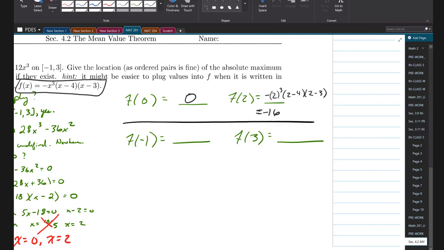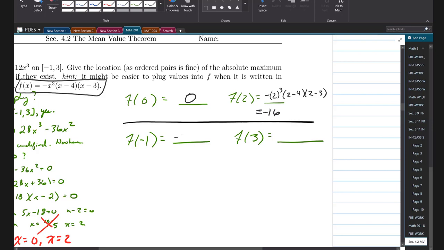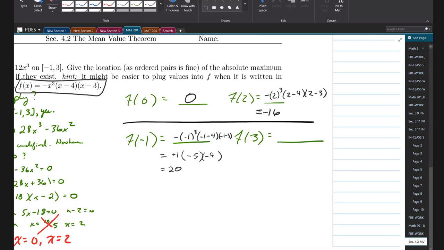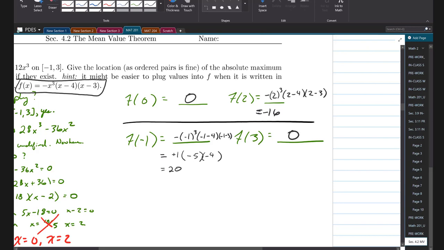All right, let's plug in -1. So we get -1 cubed times -1 minus 4 times -1 minus 3. And if we do that, let's see here. That would be just a positive 1 times a -5 times a -4, which does come out to be a positive 20. This time I wrote it out. Nice thing is when we plug in 3, we get out a whopping 0. How come? Because x minus 3 is a factor, so that's not too bad.